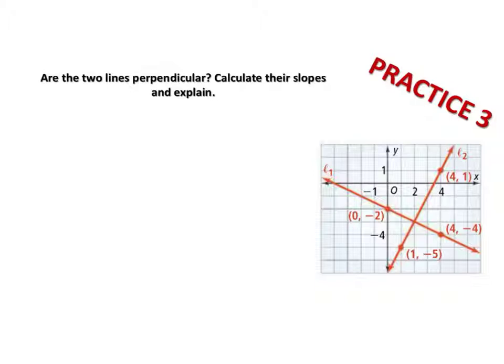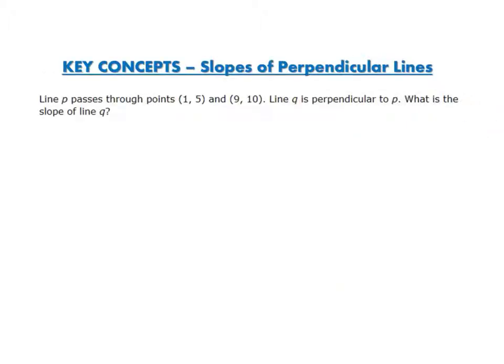Practice problem 3. Are lines L1 and L2 perpendicular? Calculate their slopes to find out. Line P passes through points (1, 5) and (9, 10). Line Q is perpendicular to P. What is the slope of line Q?